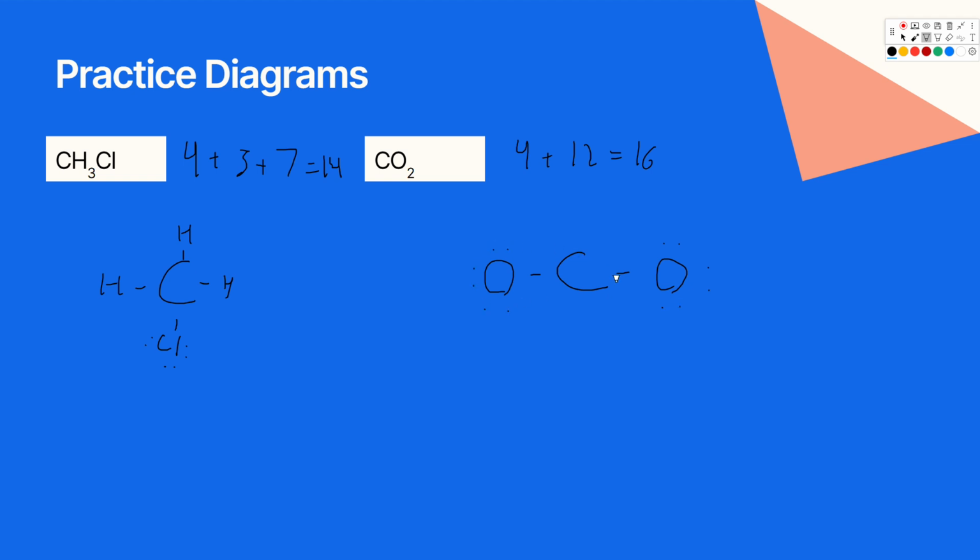Now, I know that carbon doesn't have a complete octet, so I'm going to erase 2 pairs from the oxygens to create 2 double bonds, which should bring me to a complete dot diagram with 16 electrons here, 16 electrons up here, and all my elements have stable octets.